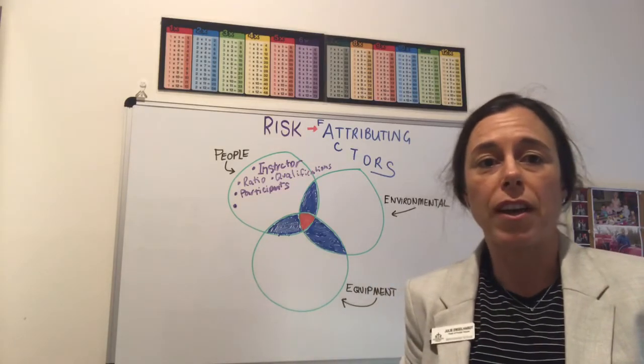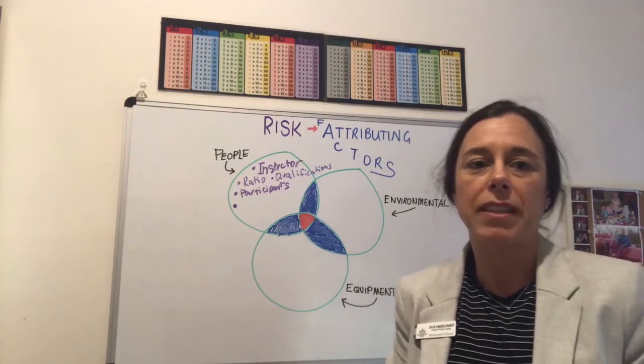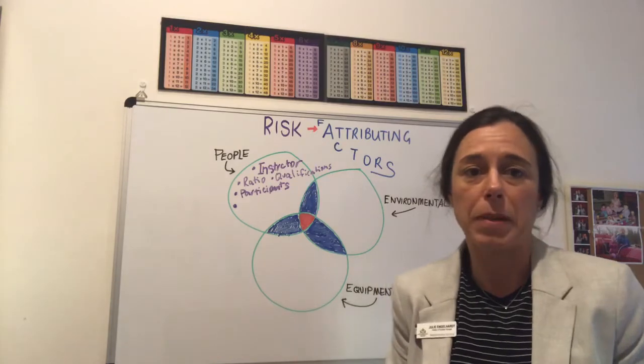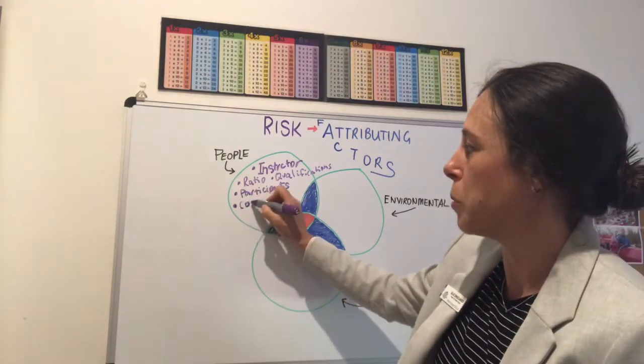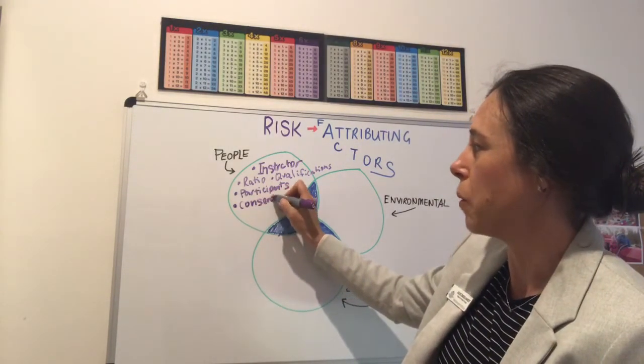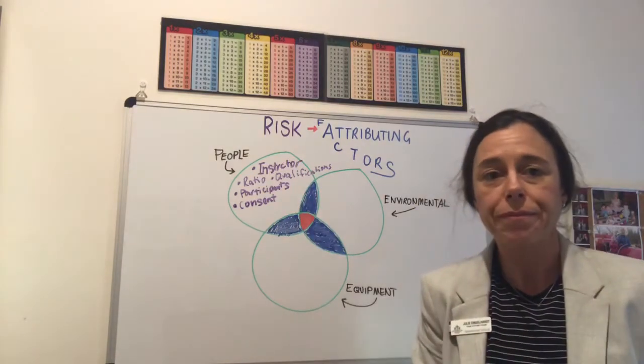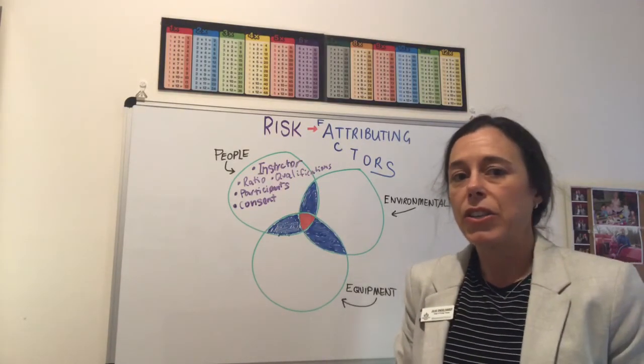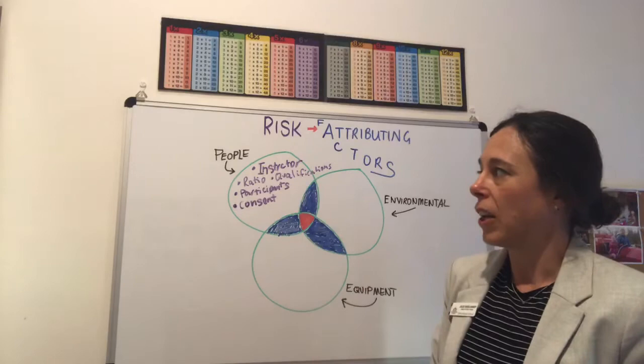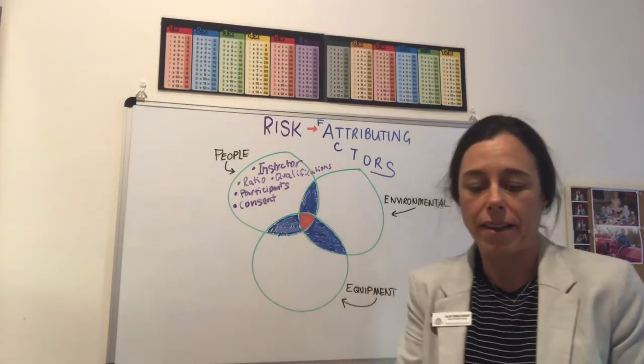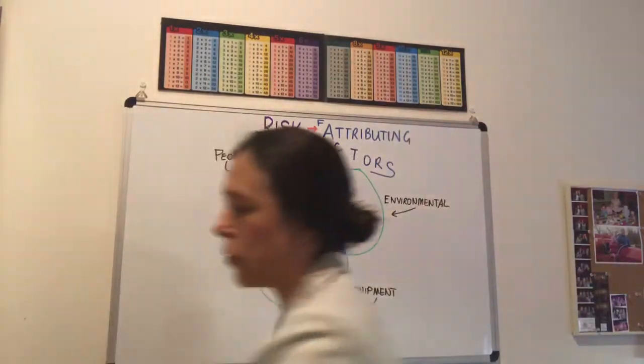Other things that fall into people would be parents. If you're dealing with students that are under 18, then obviously there's some level of consent that's going to be needed. So we'll just put consent in there because that would fall under the people category. So let's just leave that alone for the moment. We may come back and be able to top that up.